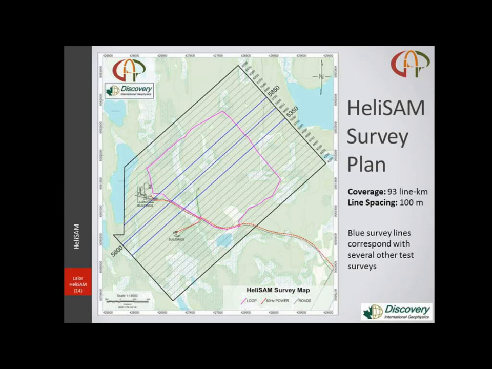HeliSAM survey plan: you can see here the lines were flown at 100-meter line spacing, a total of just under 100 line kilometers. We did fly the whole block shown here. The 3 lines of interest are 5350, 5600, 5850. There seem to be different line numberings in the various surveys we're seeing here today, so you might want to take note of where those lines occur relative to the infrastructure and the deposit.